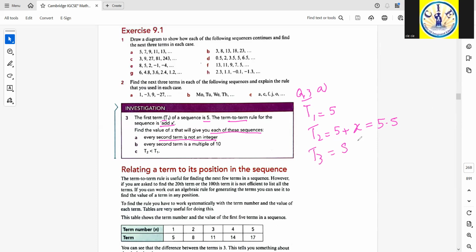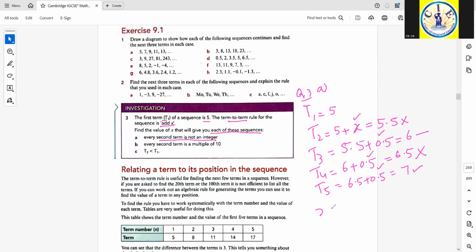T3 will be 5.5 plus 0.5, that is 6. Now this is an integer, but this is not an integer. And then T4 will be 6 plus 0.5, that is 6.5. This is not an integer, and then the next term, that is 6.5 plus 0.5, is 7. That is an integer. So what we may observe is that the value of x should be 0.5. So x should be equal to 0.5. That fulfills our requirement for part A.